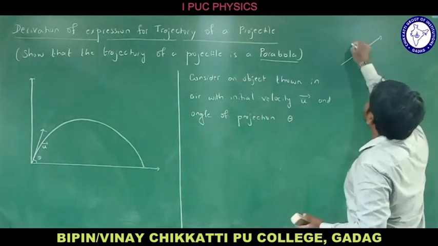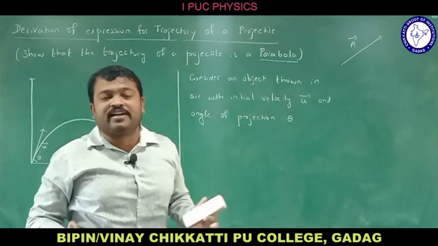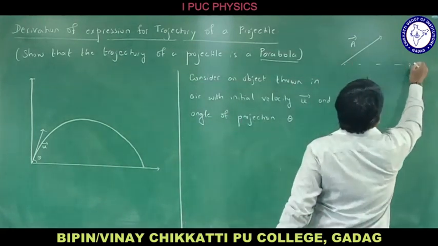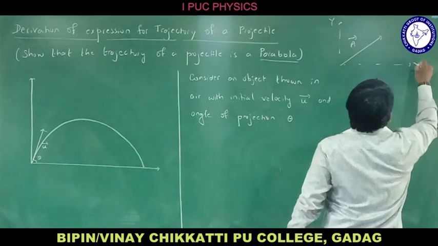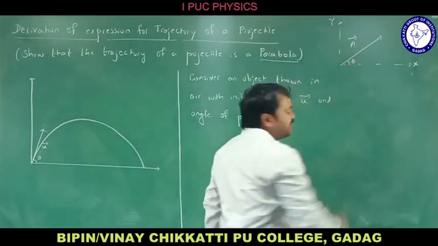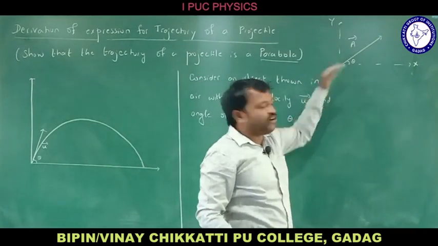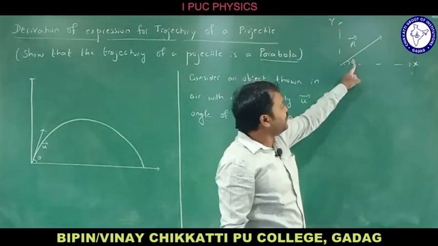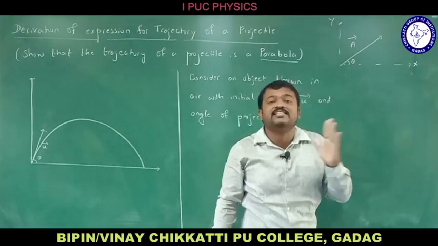If this is a vector, I'll be splitting this vector along the x-axis and y-axis. Let me split this. This is along the x-axis, and this is along the y-axis. What is the angle here? Theta. Come on, tell me, what is the component of A along the x-axis? You have studied this, right? Whenever we take the angle theta, this side becomes the adjacent side, right?